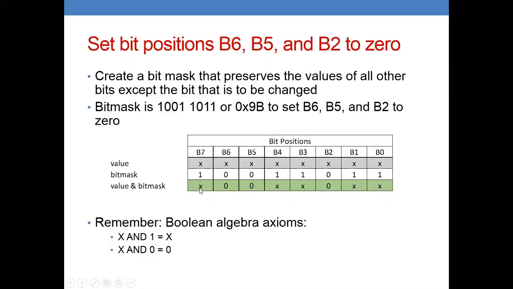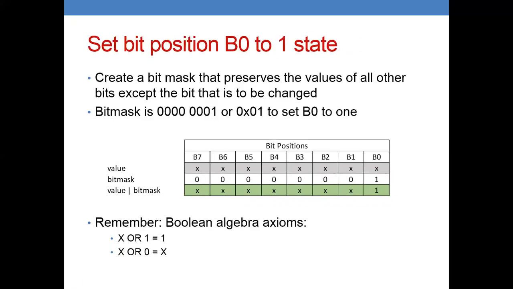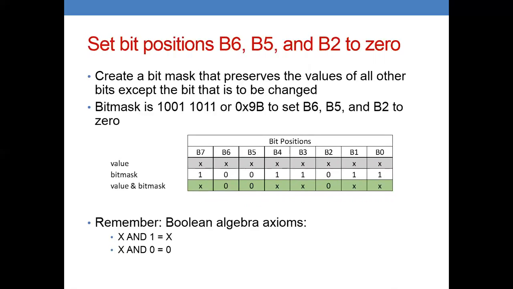We AND that then with value, and we get 0s in B6, B5, and B2, and we preserve the value that's stored in that number in every other bit position. So our bit mask, you can see, is 10011011, or hex 9B. So that's to set everything to the 0 state.